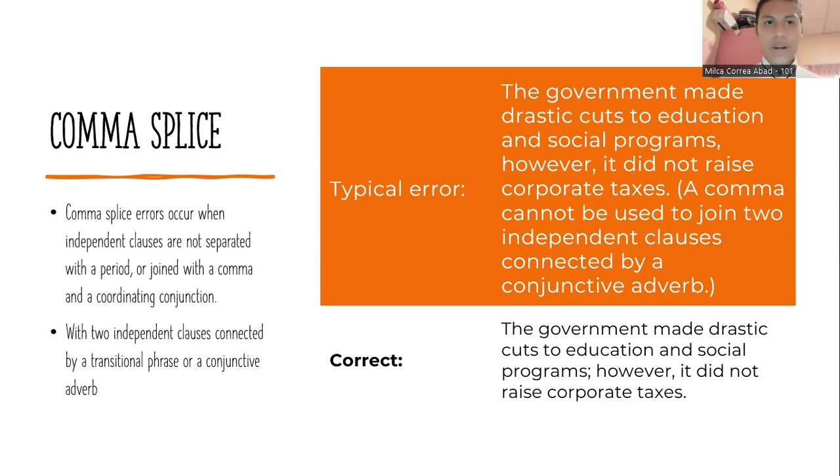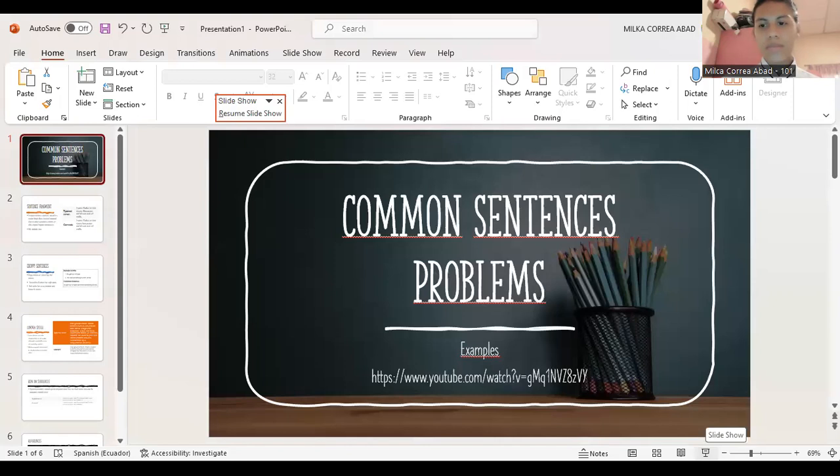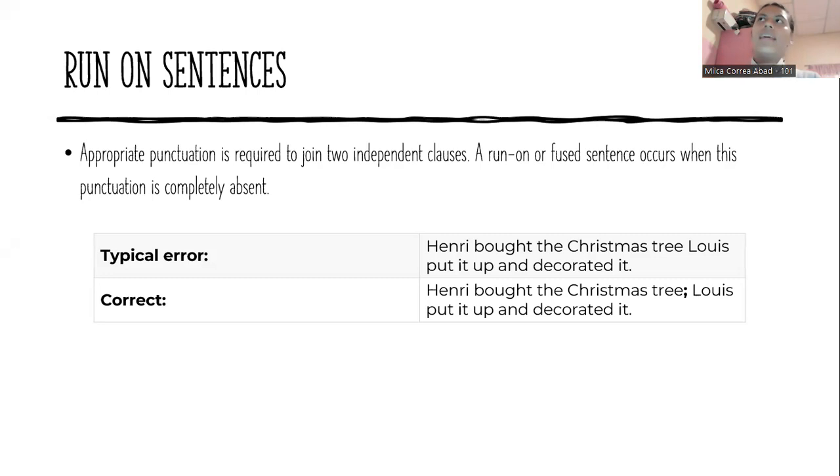So the last one we have is the run-on sentence, which is also called a fused sentence. Whenever we hear the word fused, it is the same. Appropriate punctuation is required to join two independent clauses. A run-on or fused sentence occurs when this punctuation is completely absent.